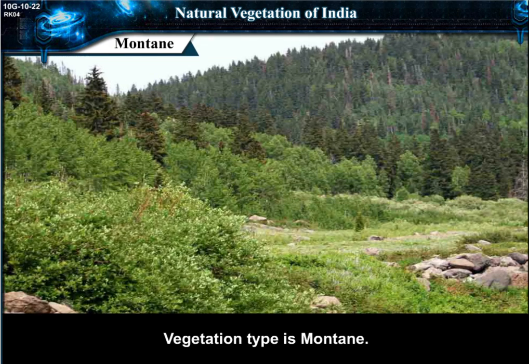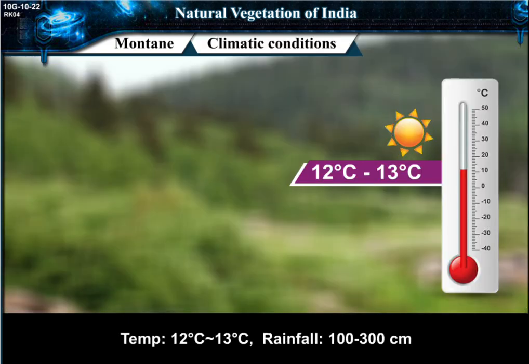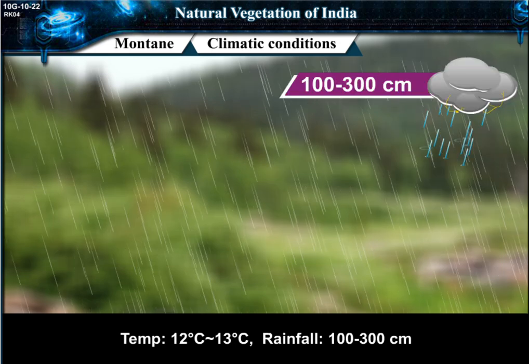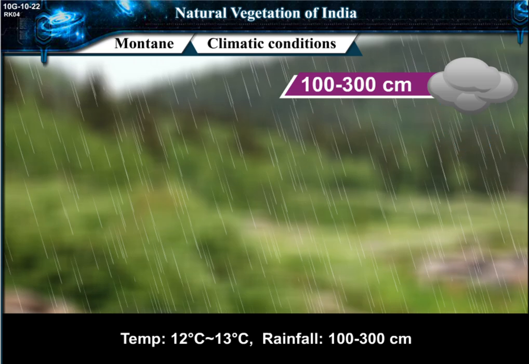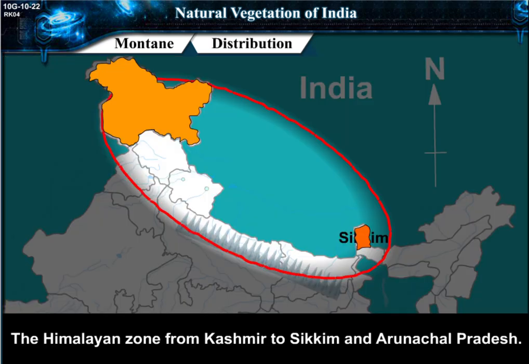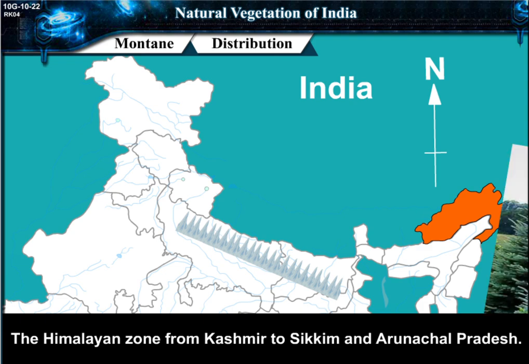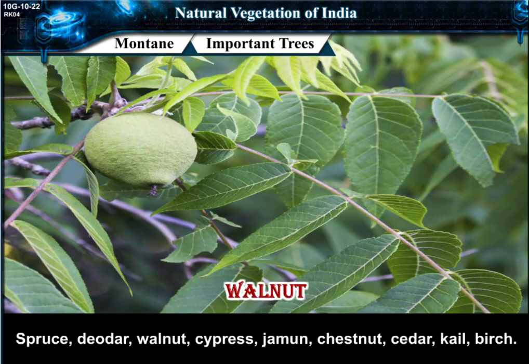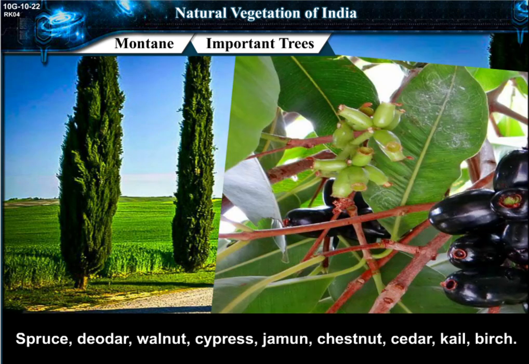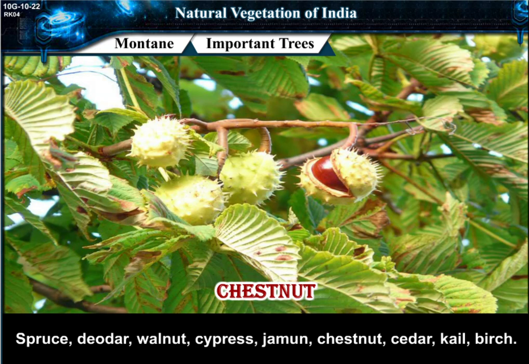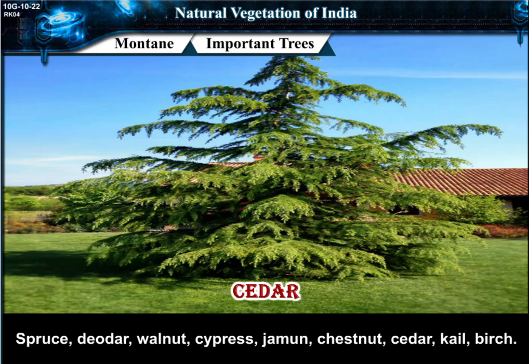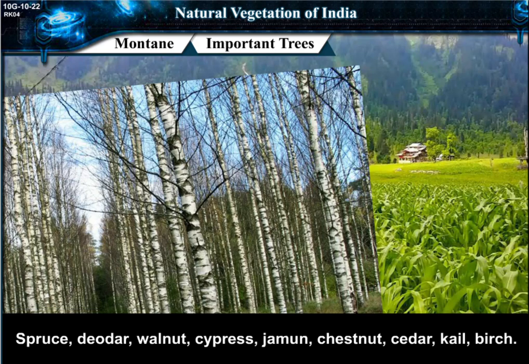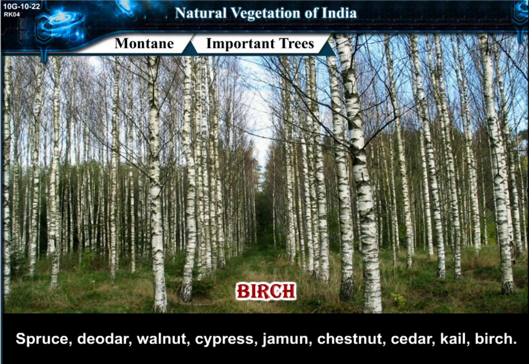Next type of vegetation is montane, found in areas where the temperature ranges from 12 degrees Celsius to 13 degrees Celsius. Rainfall is between 100 to 300 centimeters. Distributed in the Himalayan zone from Kashmir to Sikkim and Arunachal Pradesh. Trees like spruce, deodar, walnut, cypress, jamun, chestnut, cedar, kail, birch are found here.